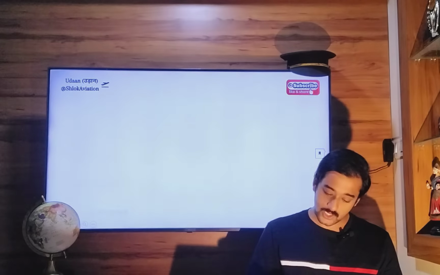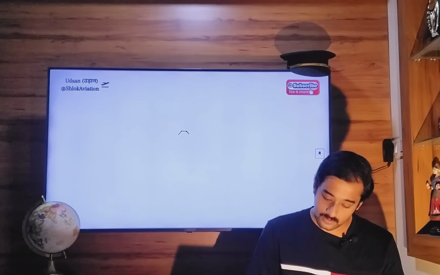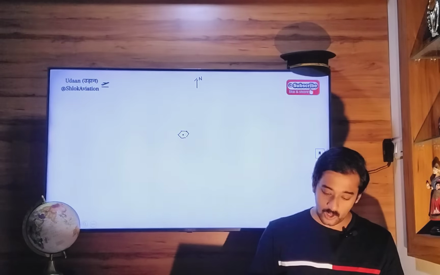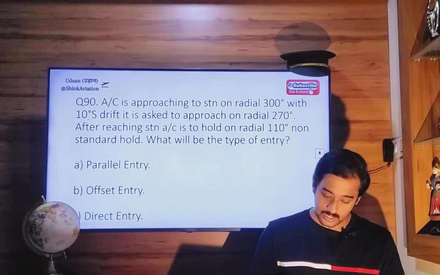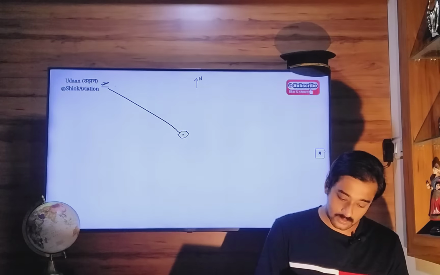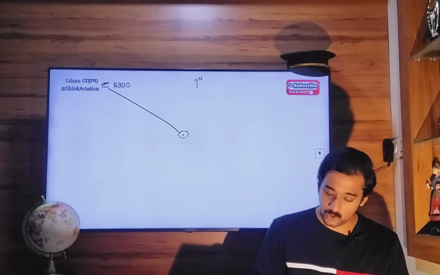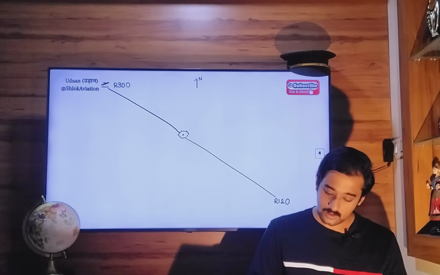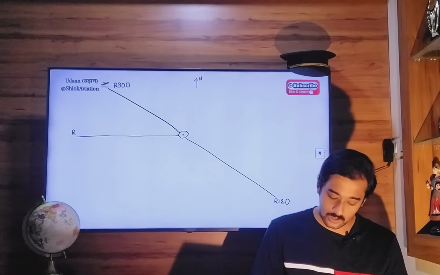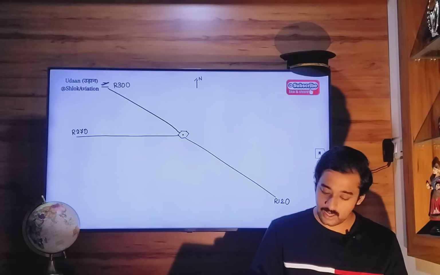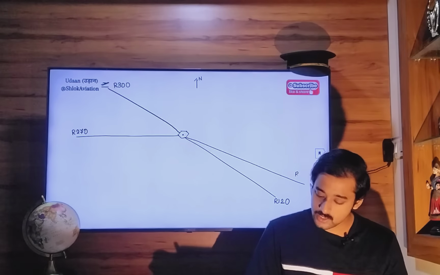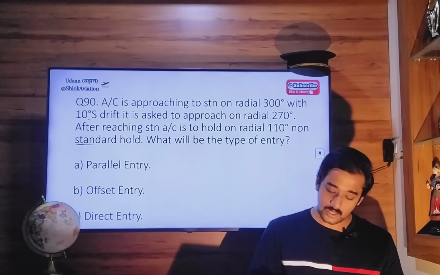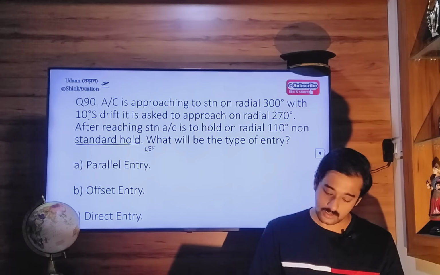So let's say this is your VOR station. This is the north datum. Now let's draw all the radials in the question. Radial 300, reciprocal radial 120, radial 270, radial 110. Non-standard hold means left hand turns.